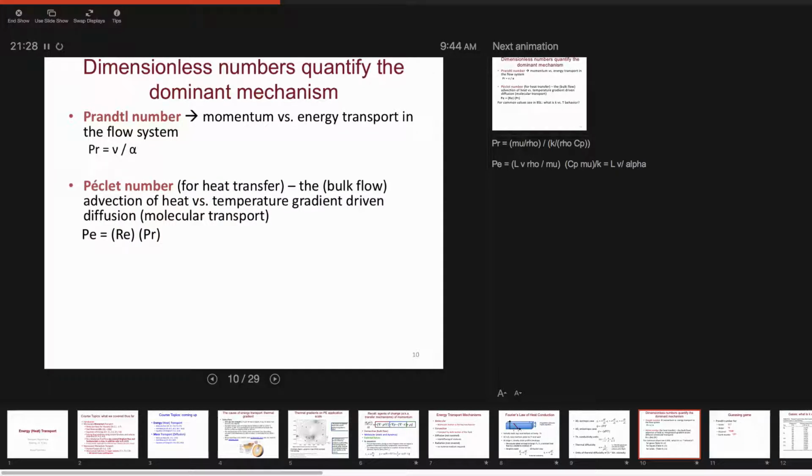Another one is the Peclet number, which is somewhat more in practical use when evaluating flows. And this is the Peclet number for heat transfer. We're going to have another one for mass transfer. So that's basically the bulk advection of heat versus temperature gradient diffusion. My heat might be simply flowing in at a much faster rate than it actually diffuses.